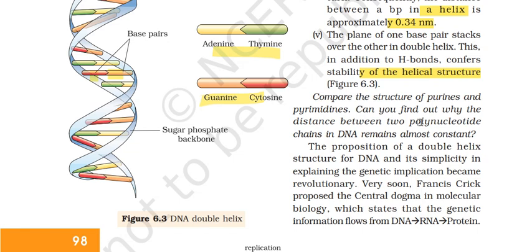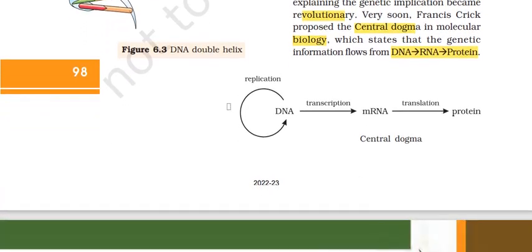Alright, the proposition of a double helix structure for DNA and its simplicity in explaining the genetic implication became revolutionary. Very soon, Crick proposed the central dogma in molecular biology, which states that the genetic information flows from DNA to RNA to protein. This is the simplest form of the central dogma that Francis Crick gave. He said that DNA will get transcribed into RNA, it will get translated into proteins, and that's how life would work. This was the central dogma. ये अगर DNA आपस में खुद ही ये कर रहा है, it's replication, then transcribe करके mRNA दिया है, but mainly RNA को ही pertain कर रहा है, फिर translate करके proteins बनेंगे.